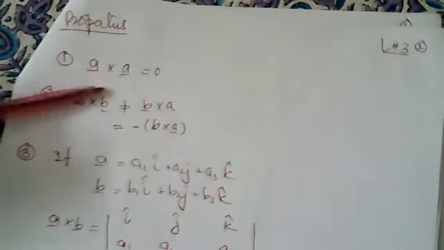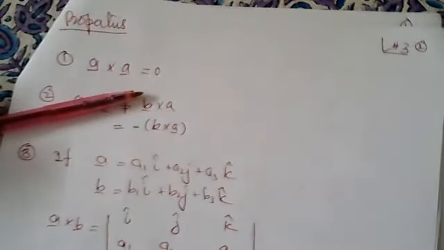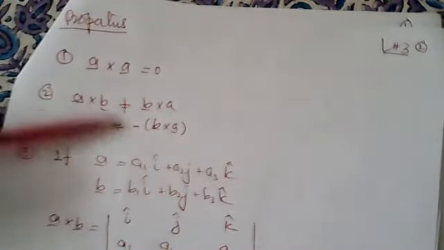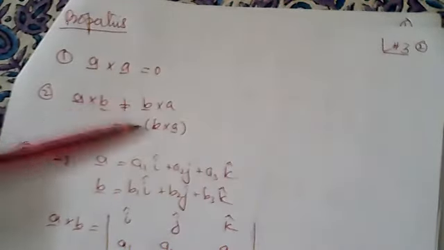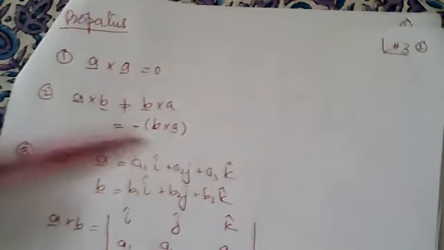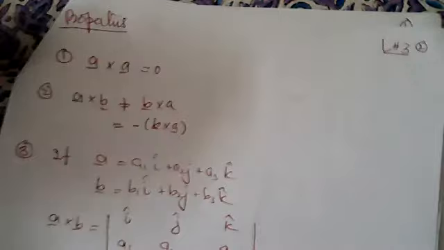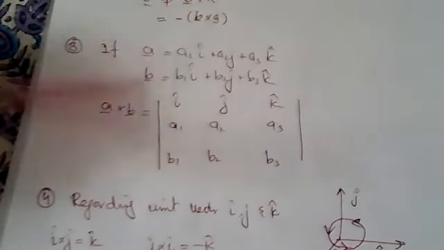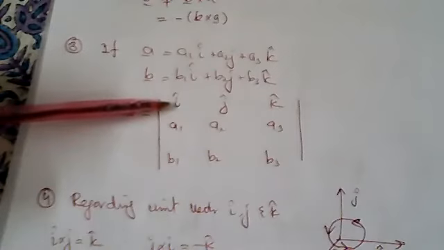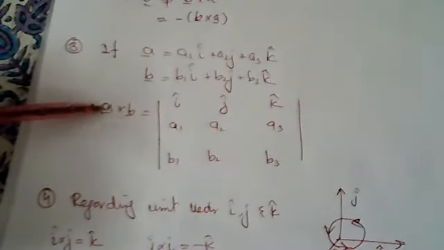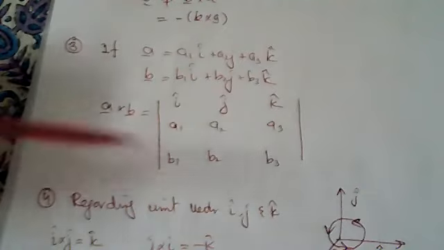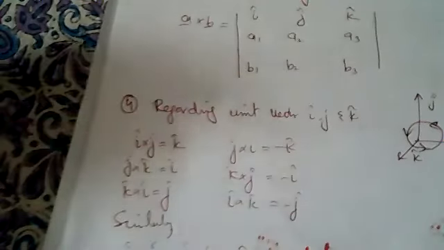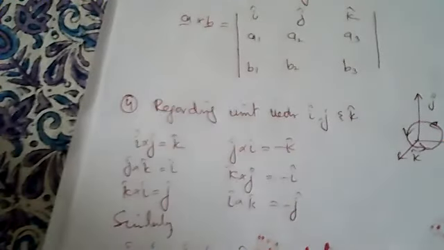One is when you take the cross product of the same vectors, you will get 0. A cross B is never equal to B cross A because they are in opposite directions, it is negative. If A and B are in component form, then A cross B can be written in the form of a determinant. First row i j k, in second you have the components of vector A, in third you have the components of vector B. By the definition, we can apply this. Usually we use the unit vectors i, j, k along the coordinate axes, the x-axis, y-axis, and z-axis.